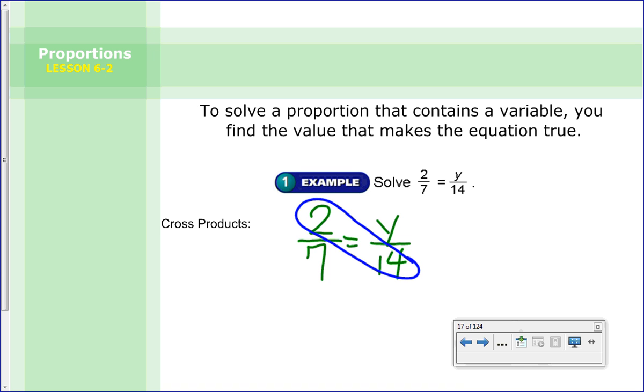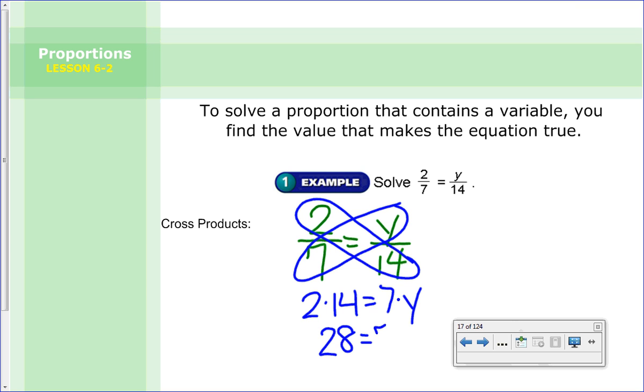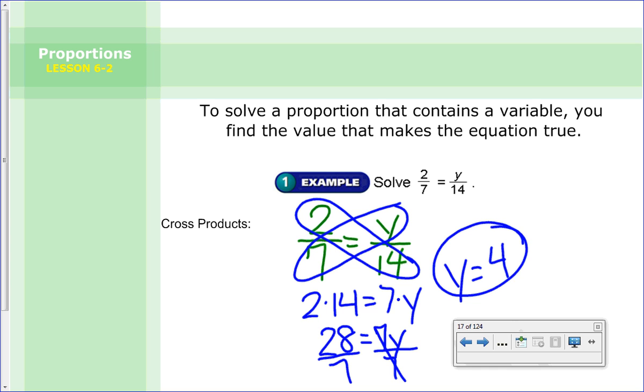2 times 14, I'm going across, is the same as 7 times y. And I need to simplify it. Well, 2 times 14 is 28. 28 is the same as 7y. Well, to get y by itself, they're multiplying by 7, so I'm going to divide by it. And y is 4. So 2/7 is the same thing as 4/14.